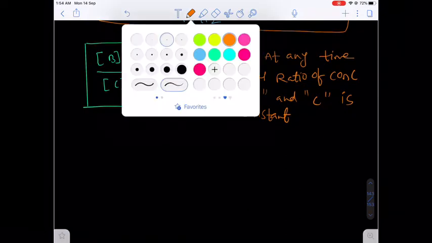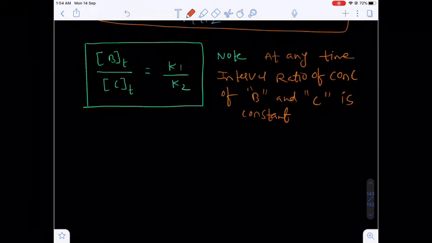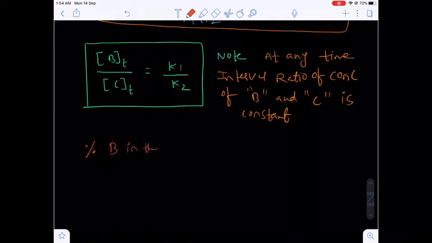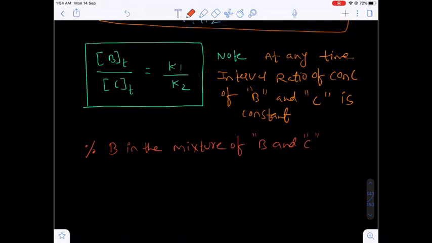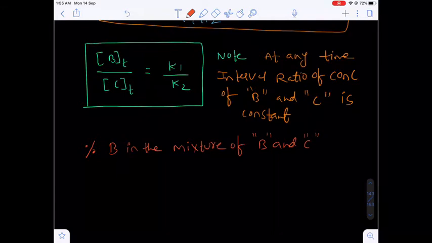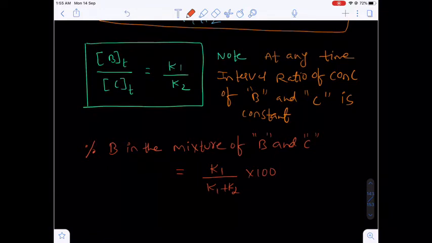constant. And one more important thing here, we have to calculate the percentage of B in the mixture of B and C. So you have two products B and C. Now we have to calculate the percentage of B in the product mixture. That will be equal to K1 divided by K1 plus K2 into 100.